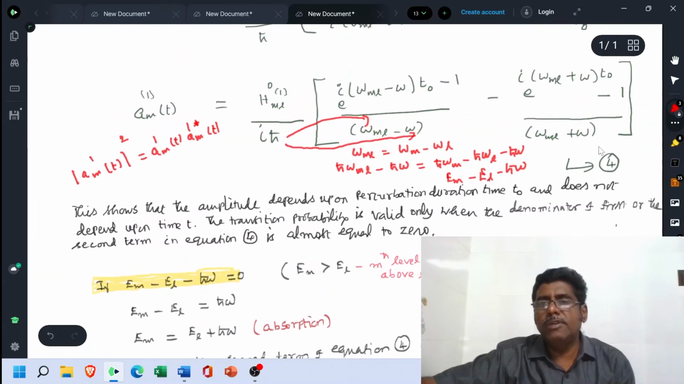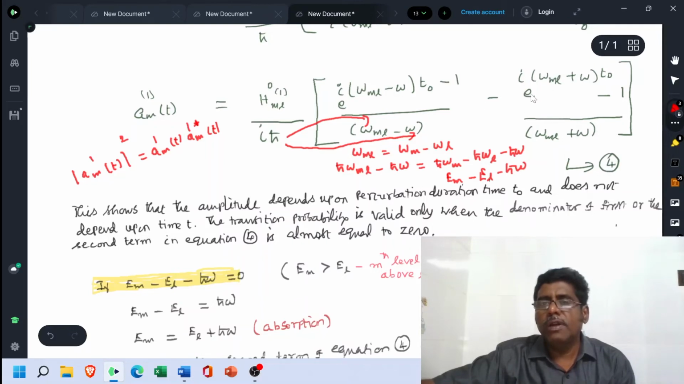See here, this term is negligible, because ħω_ml is actually E_m − E_l, a positive quantity, that is ħω. Instead of ħω_ml, we can put ħω. So ħω plus ħω gives 2ħω. The denominator of the second term is changed to 2ħω. 2ħω is the larger value, so the entire term vanishes.